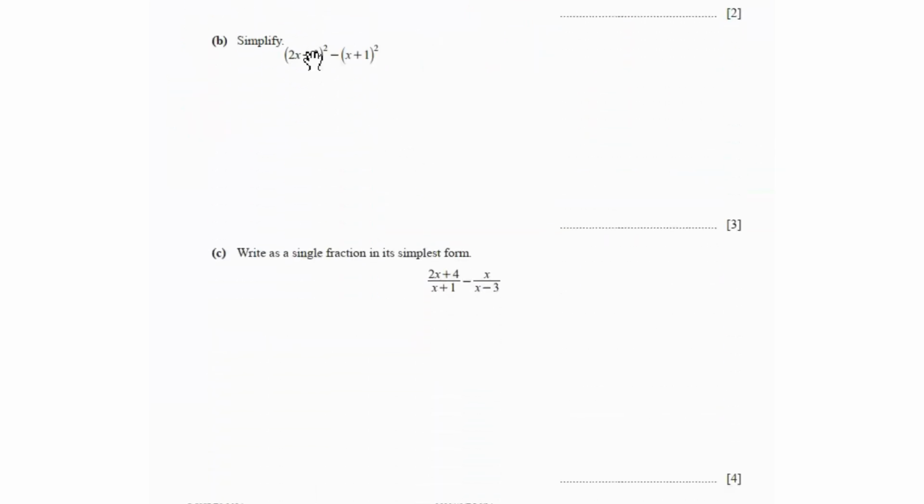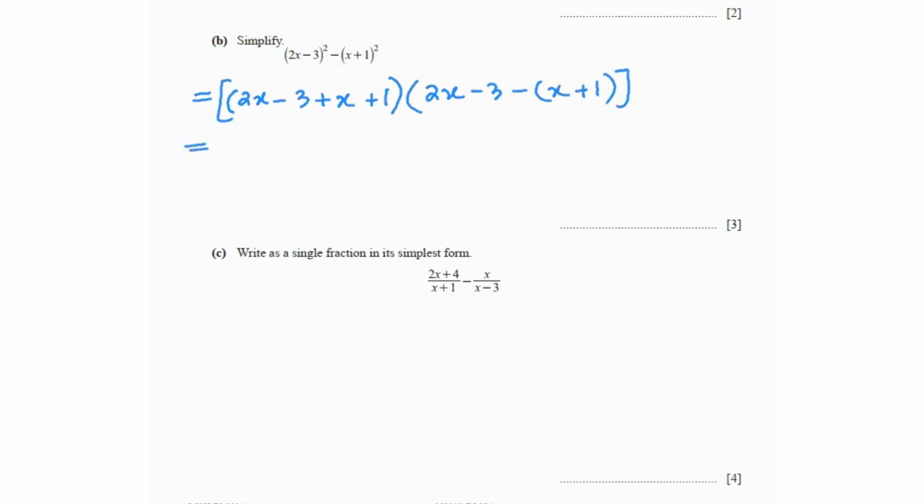Then it says simplify (2x minus 3) whole squared minus (x plus 1) whole squared. If you see the pattern, it's the same difference of perfect squares. Now they've put two brackets that are being squared, which means you could easily do 2x minus 3 plus x plus 1, and then 2x minus 3 minus x plus 1.